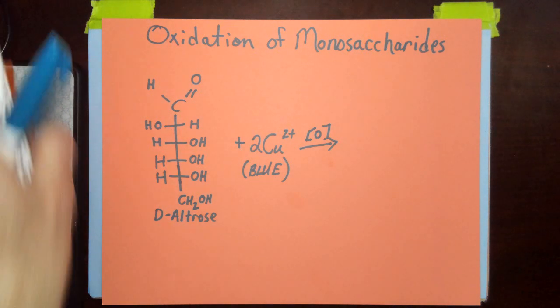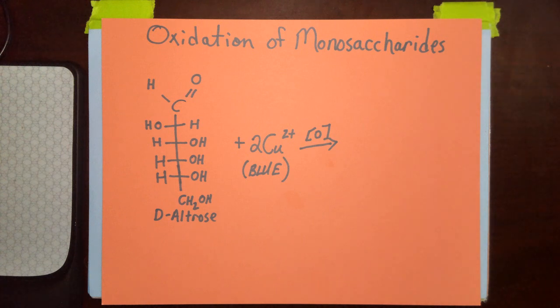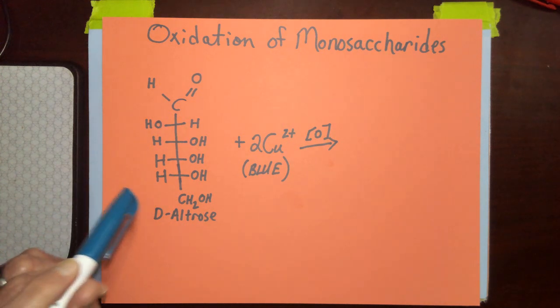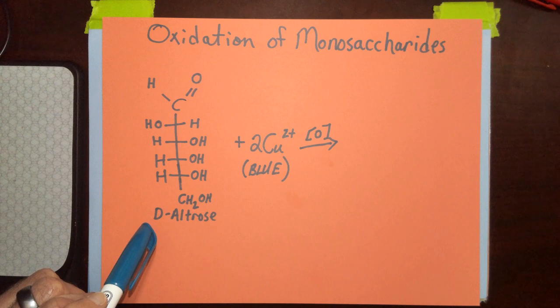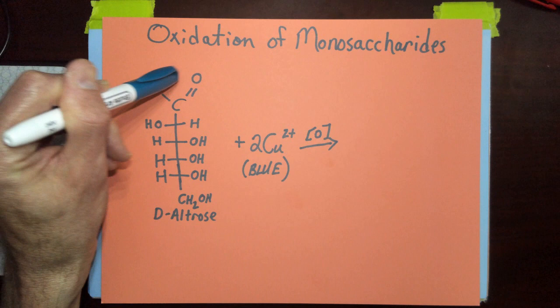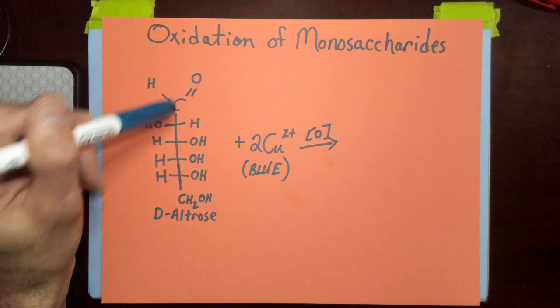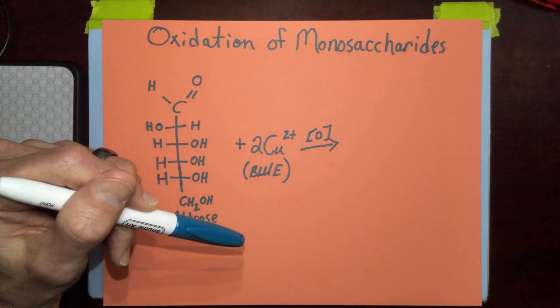Let's take a look at oxidation of monosaccharides. What we have here is the D configuration of an aldose, just a simple monosaccharide. When we have this open chain form of the monosaccharide, it can go through oxidation. It takes this aldehyde group and transforms it from the aldehyde into a carboxylic acid.